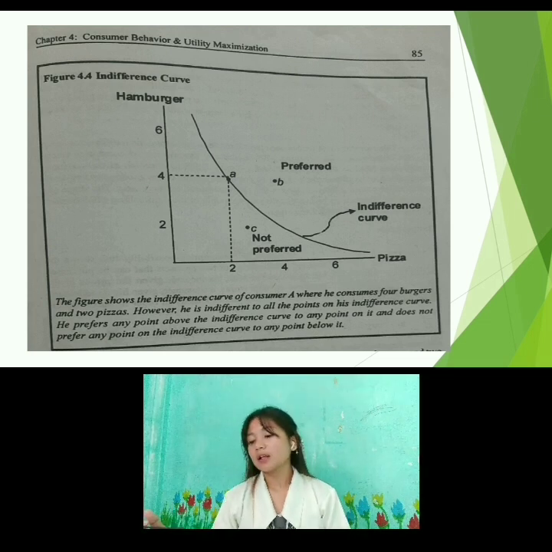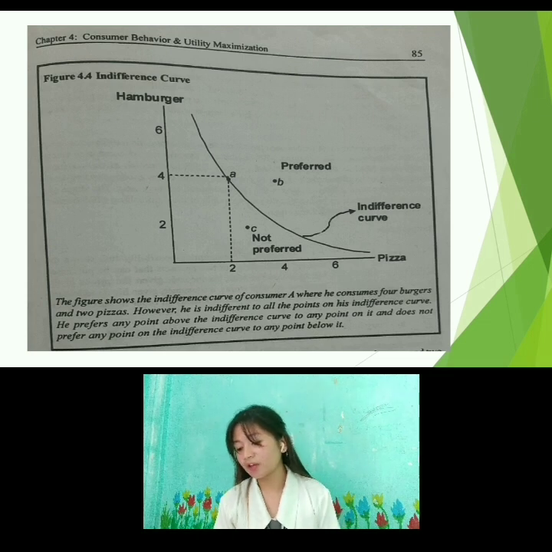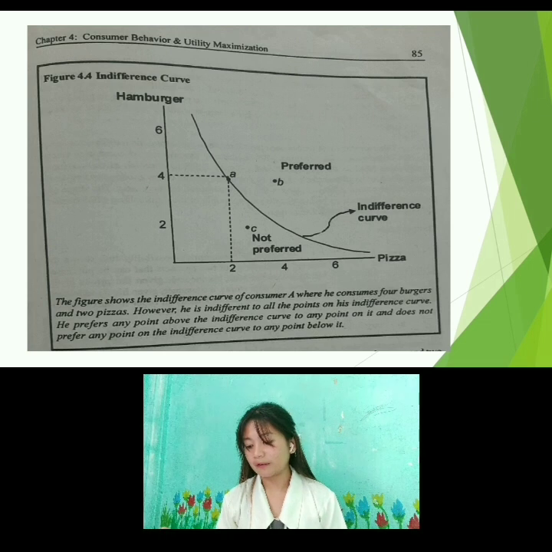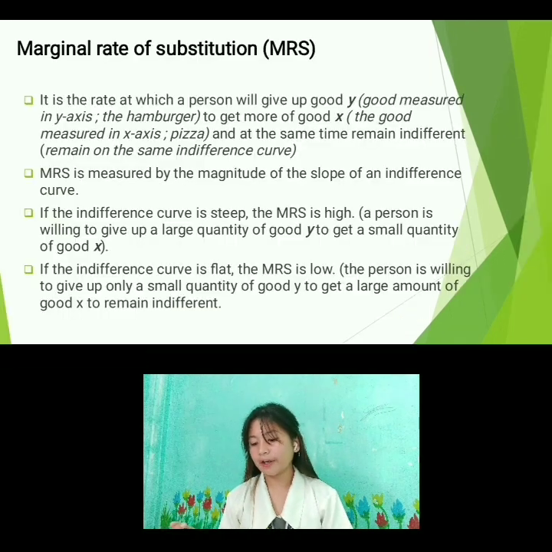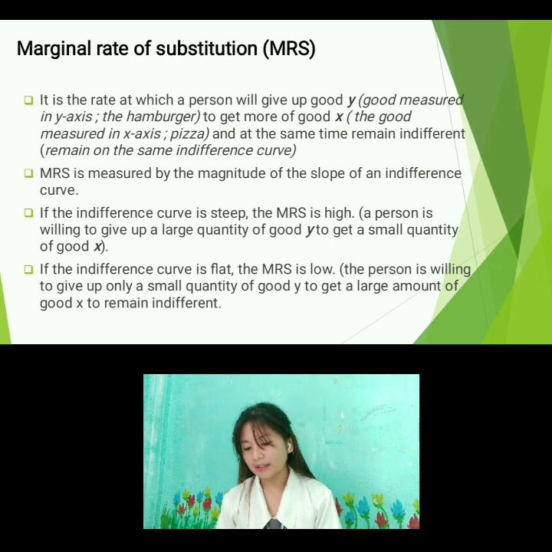Kaya, it is defined na yung consumer A, he prefers all the combinations of hamburger and pizza above the indifference curve to those on the original indifference curve. These combinations contain more hamburgers or pizzas or more of both. So, maintindihan natin yan pagdating natin sa marginal rate of substitution. Now, let us proceed sa marginal rate of substitution or MRS.